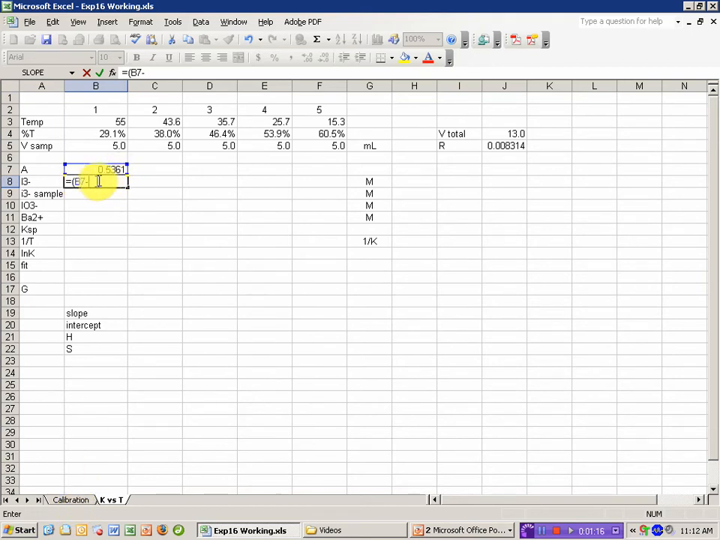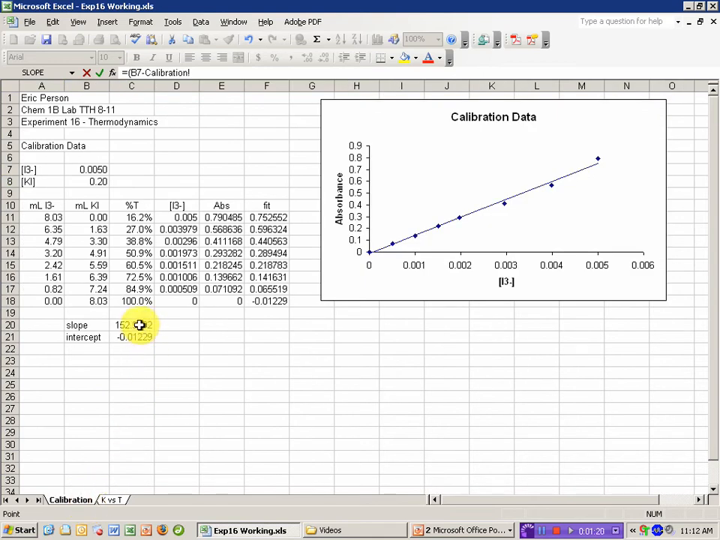Now, to get to the previous sheet, while I'm typing in the formula, I click on the tab for the other sheet, and I wanted to subtract the intercept. I click on that cell. You'll notice it's still referring to the equation we used before, but now there's a little calibration exclamation point that refers to that sheet. I'm going to hit F4 to make that an absolute reference, close parentheses, and divide by the slope. So X is equal to Y minus B over M.